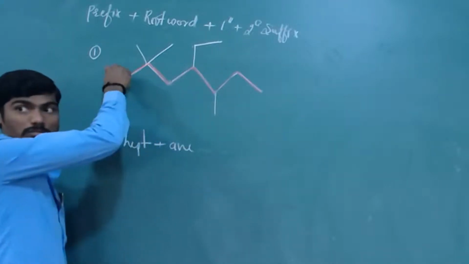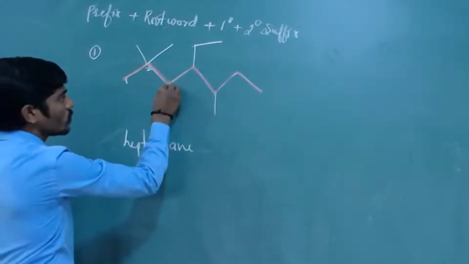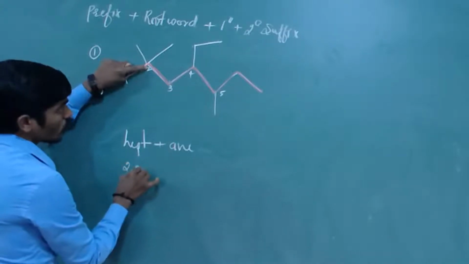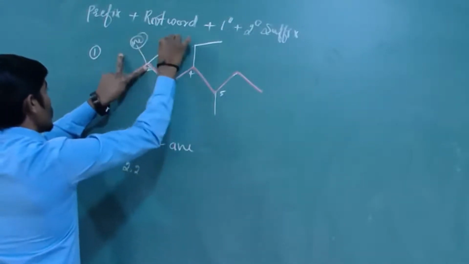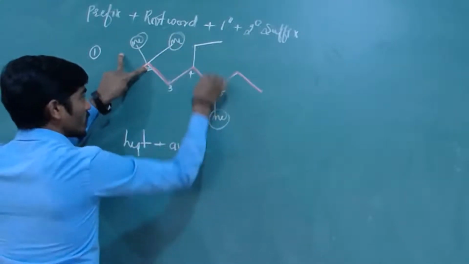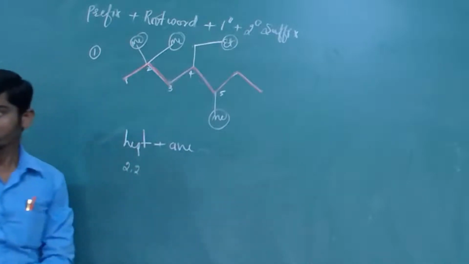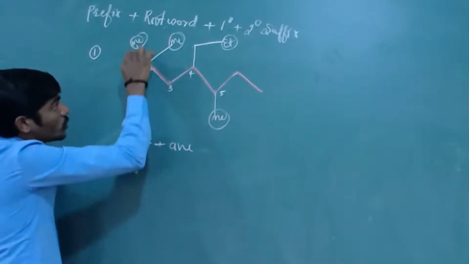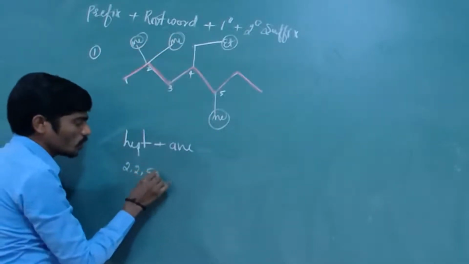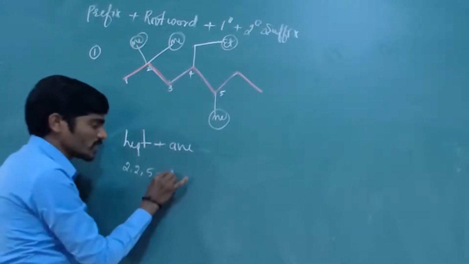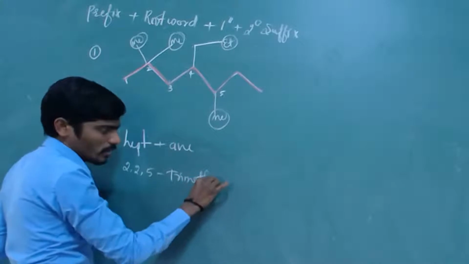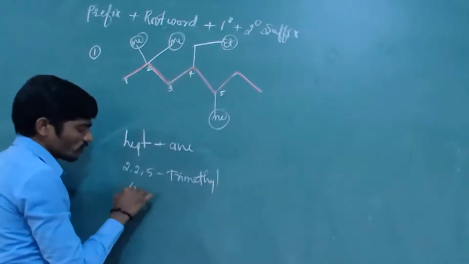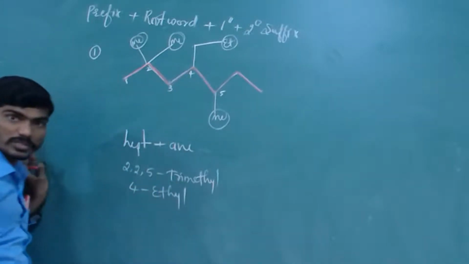Second step, assign the numbering. Numbering is given from this end: 1, 2, 3, 4, 5. At the second position there are 2 methyl groups, and a methyl group at the fifth. What are the positions? 2, 2, 5. How many methyl groups? Three methyl groups. One ethyl group is present at which position? The fourth position.